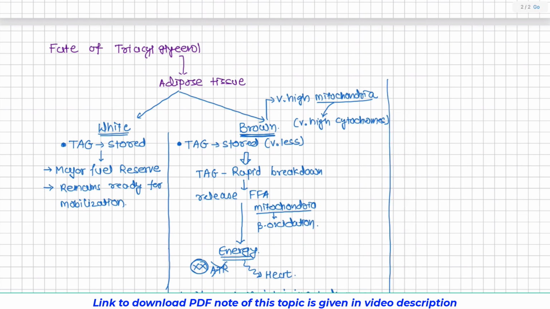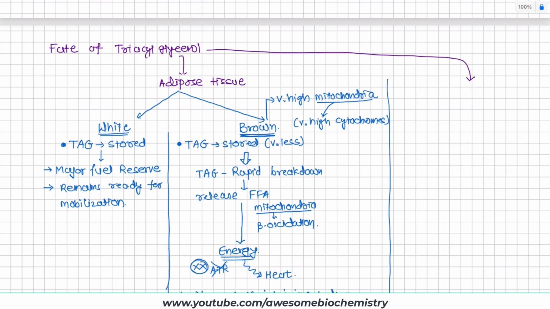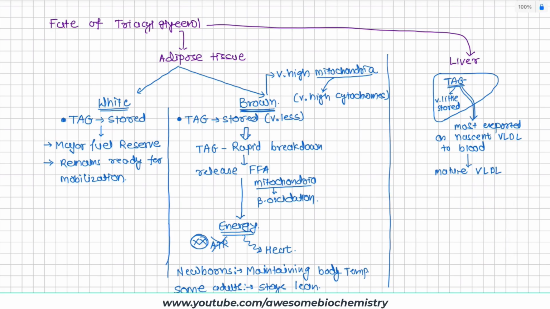Now, what is the fate of synthesized triacylglycerol in the liver? Interestingly, the liver actually synthesizes even more triacylglycerol than adipose tissue does, but it handles it completely differently. Very little stays stored inside the liver. Most of it is exported as nascent VLDL into the blood, where it matures into VLDL and it functions to deliver endogenously produced lipids to the peripheral tissues.